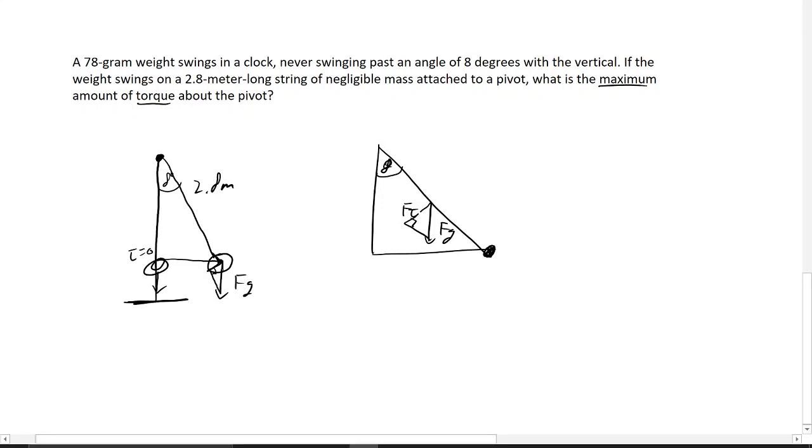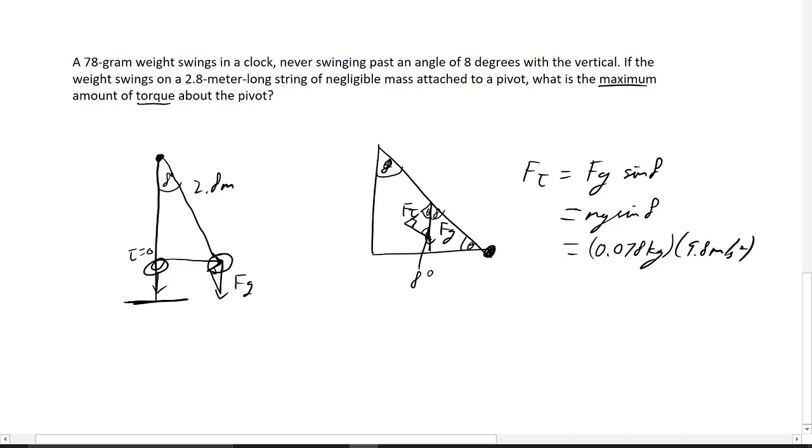So how do we find the angle in this triangle? Well, if we consider this to be theta, the smaller triangle here is similar to the big triangle, that means that this here is 8 degrees. These two angles here have to add up to 90, so this has to be theta, and then this one also has to be 8. So Ft is equal to Fg times sine of 8, because it's the opposite. And Fg is mg, so mg sine 8 equals the mass, 78 grams, which is 0.078 kilograms, times 9.8 meters per second squared, times sine of 8.